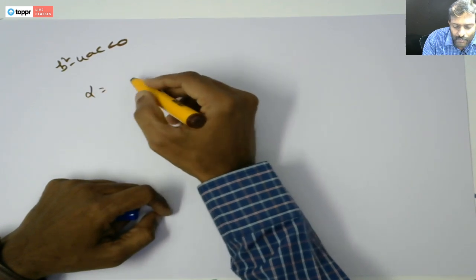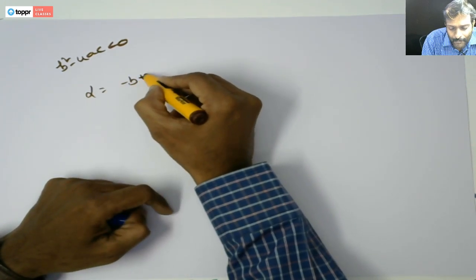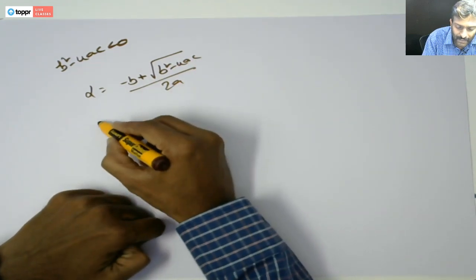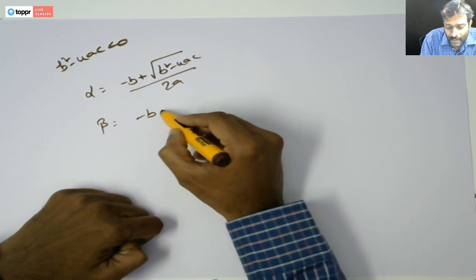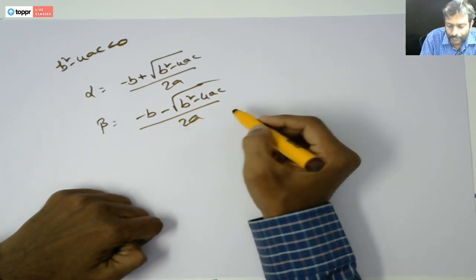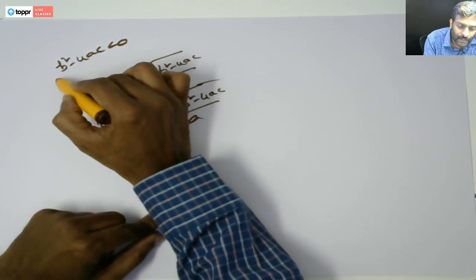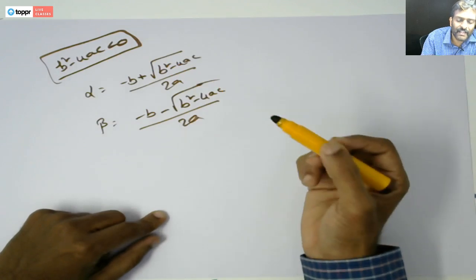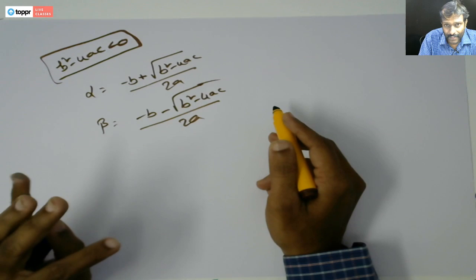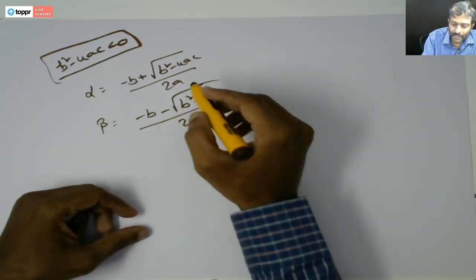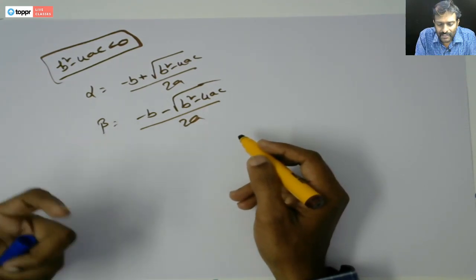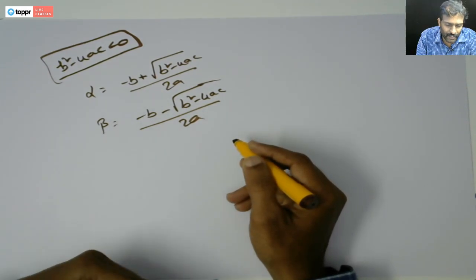So alpha is equal to minus b plus root of b square minus 4ac by 2a, and beta is equal to minus b minus root of b square minus 4ac by 2a, right? But we know that b square minus 4ac is a negative number. B square minus 4ac is less than 0. It is a negative number. That means this is imaginary. So we have to write it as something which can be taken as a positive number.